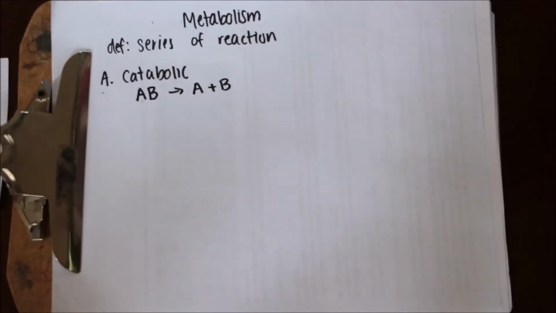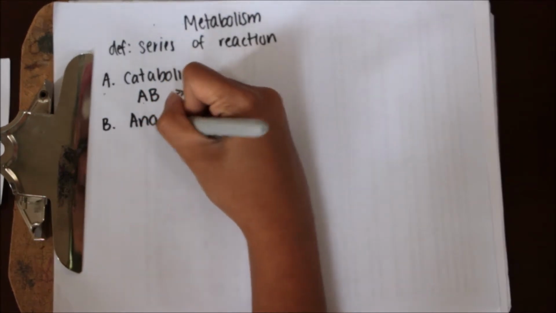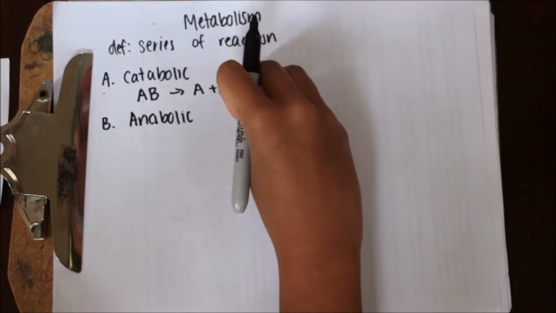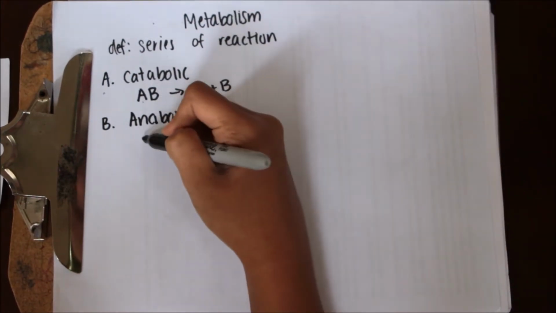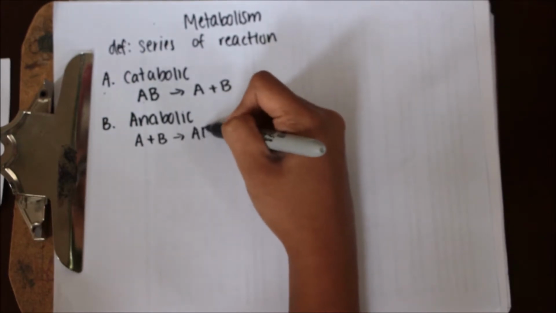Now the second type of reaction is just the opposite. It's called an anabolic reaction. And in anabolic reactions, instead of breaking down, you're building up using smaller parts. So you have A plus B turning into AB.